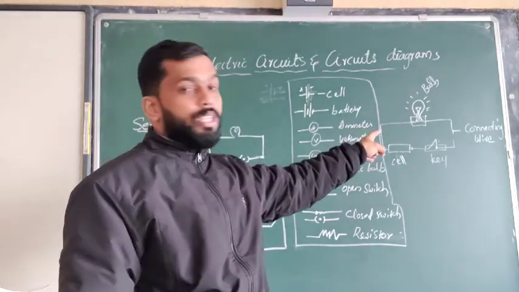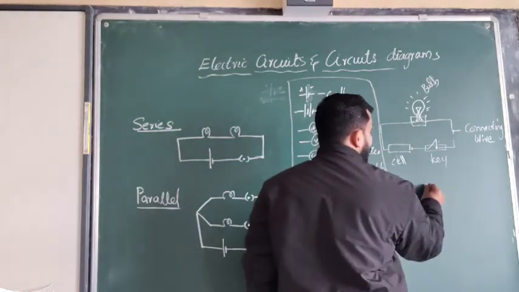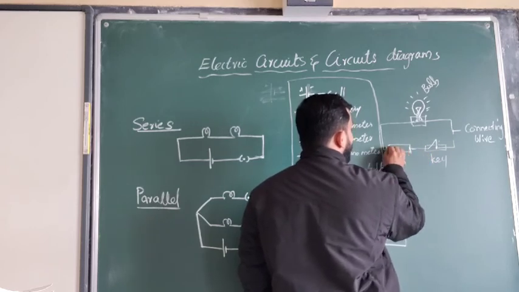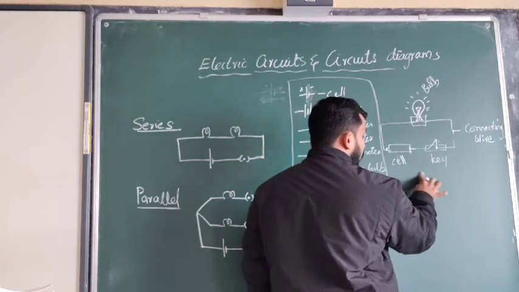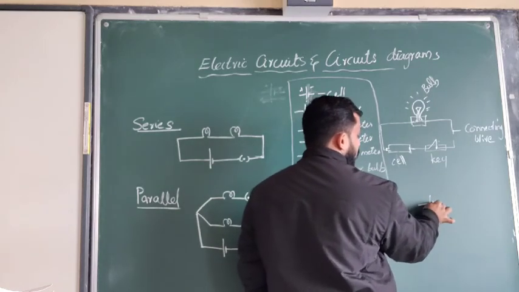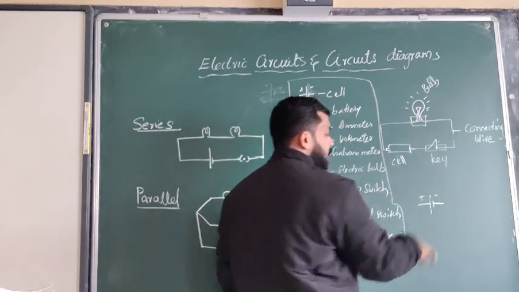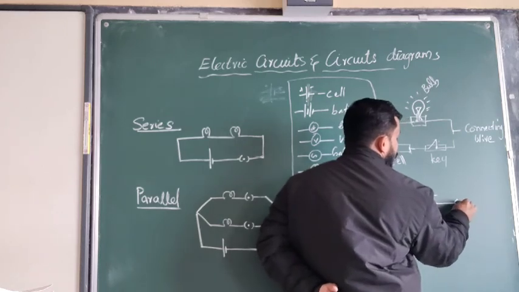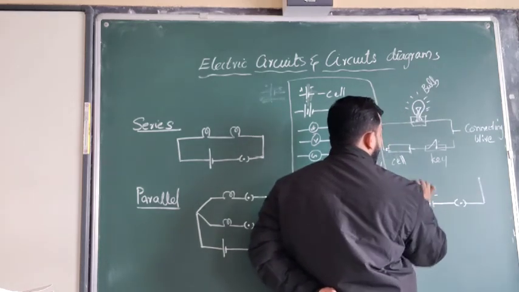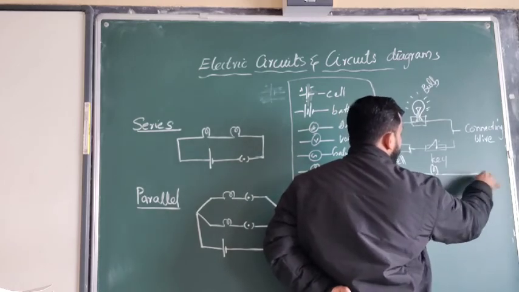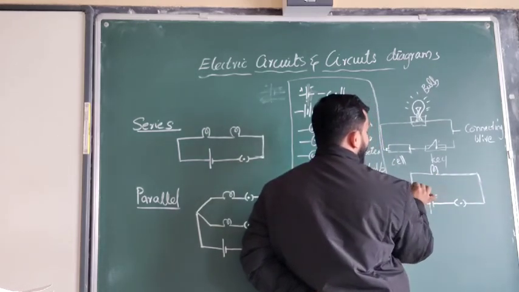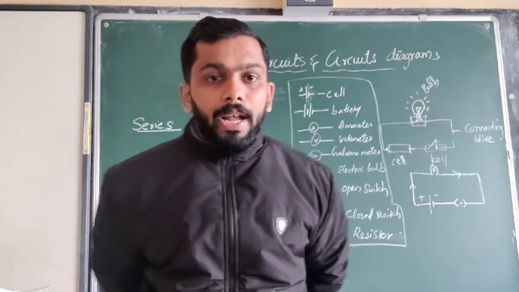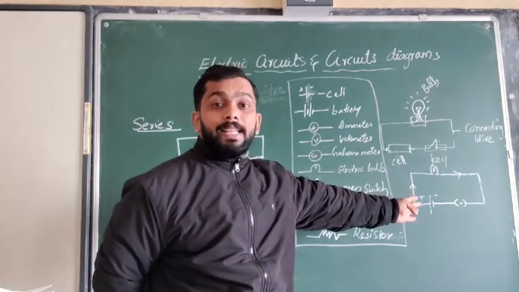Okay, now how can we draw this using these symbols? So here I have a cell, with a positive and negative terminal. So I am going to draw the cell. This is the negative terminal. This is the positive terminal. And the cell is going to connect with the key or switch. A switch I have given, and then connecting wires, and a bulb. So this is known as an electrical circuit, and the flow of current will always be from the positive terminal to the negative terminal. So it's clear now. This is called an electric circuit.